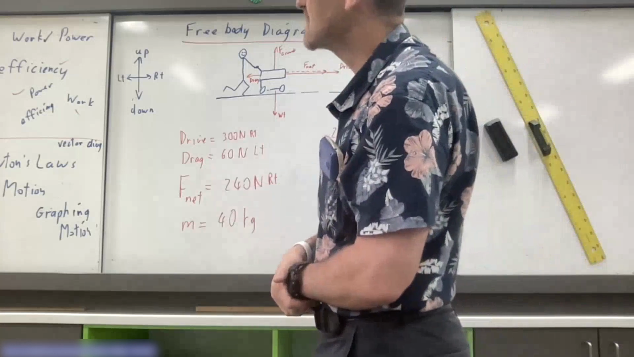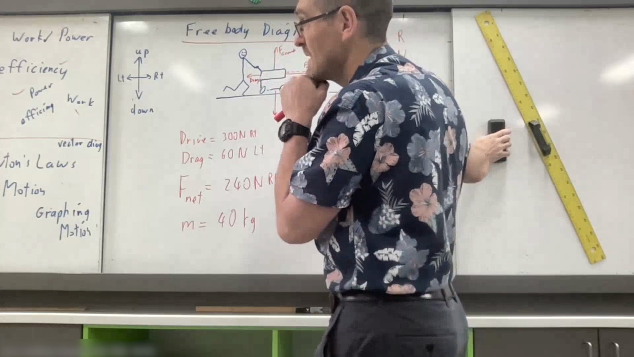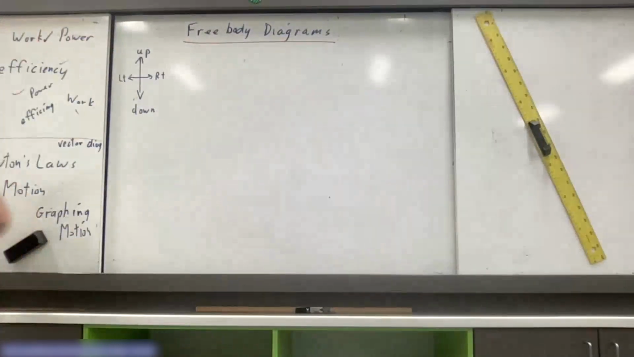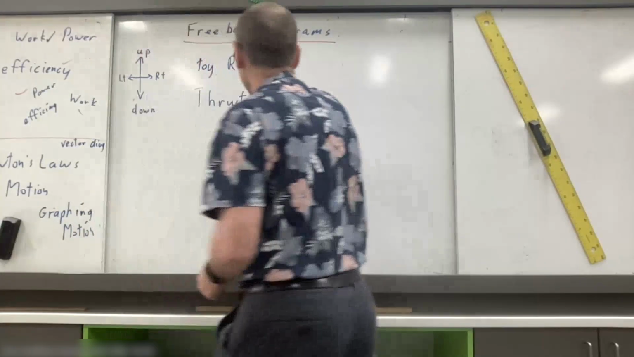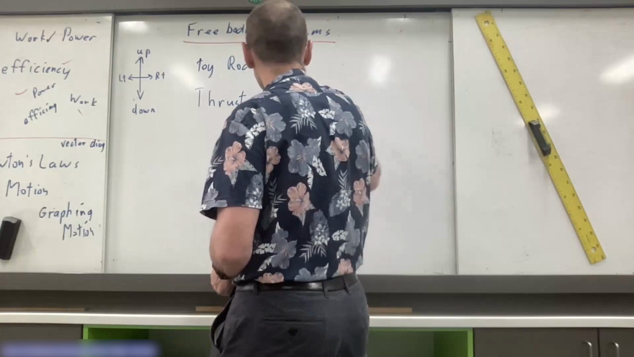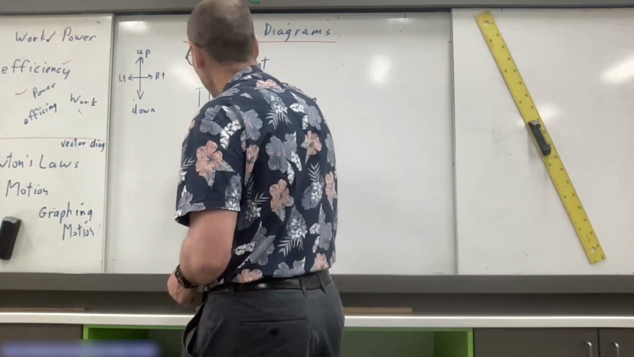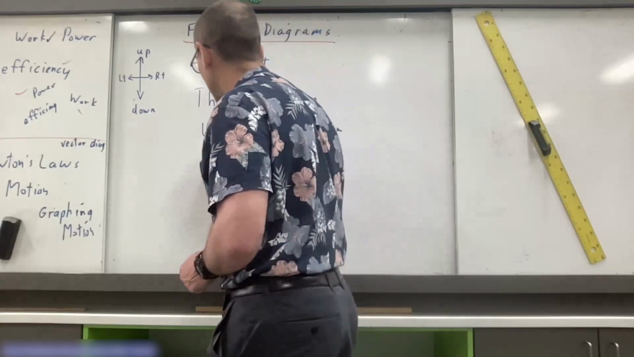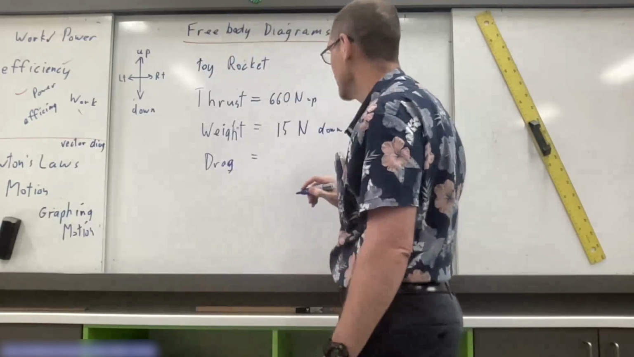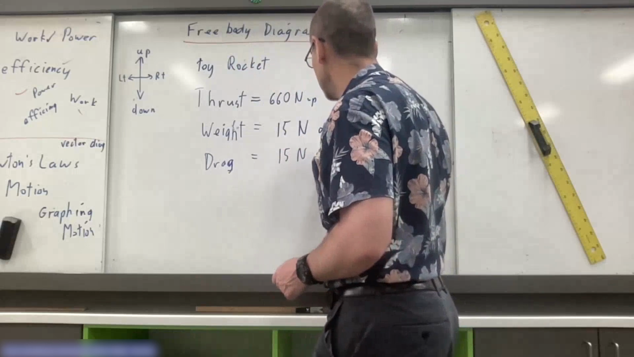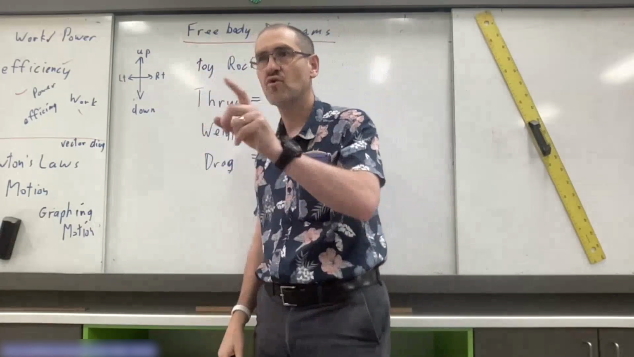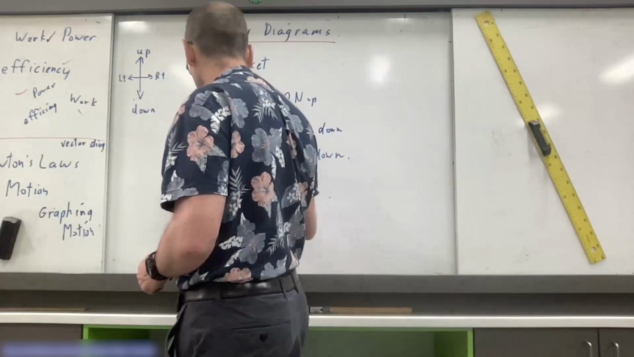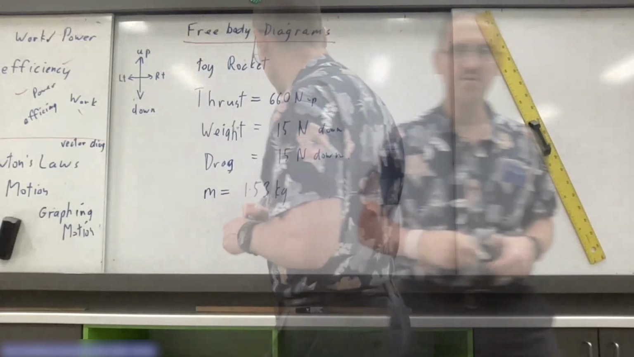All right, so can we do another free body diagram? If I give you a piece of paper, that's it. I'm going to give you a piece of paper. You're going to do a free body diagram because I think you guys need to be active as well. We have a toy rocket. It has a thrust force, 660 newtons, and that's going to be up. It has a weight equal to 15 newtons. That's down, and it has a drag force equal to 15 newtons down. Okay, could you first of all draw the free body diagram, and then secondly determine the acceleration of the rocket, allowing for the fact the mass of the rocket is going to be 1.53 kilograms.